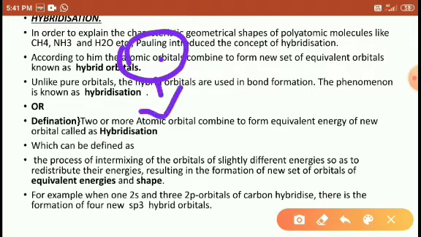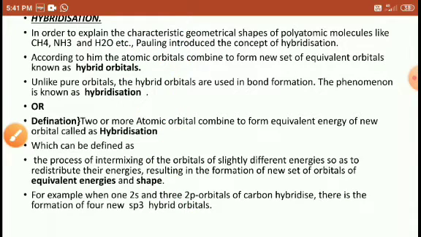Atomic orbitals are the s atomic orbital: the electron present in the s orbital is called the s atomic orbital. The electron present in the p orbital is the p atomic orbital. The electron present in the d orbital is called the d atomic orbital. Right students? So the outermost electrons present in the orbitals, we call them atomic orbitals.